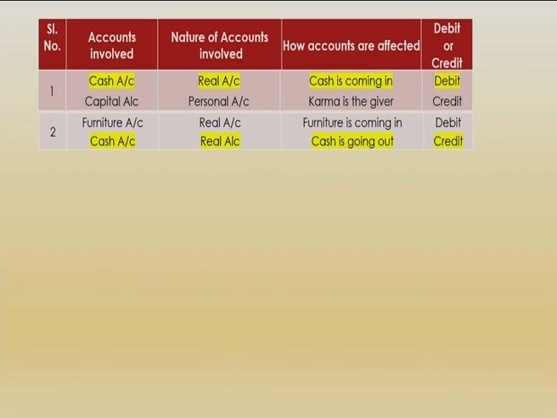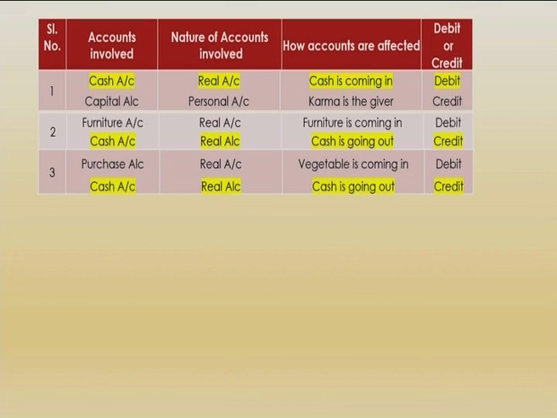Transaction 2, he purchased furniture. Furniture is a real account and cash is also a real account. Now furniture is coming into the business. Therefore, in a real account, the rule says debit what comes in, credit what goes out. Therefore furniture is debited and cash is credited.